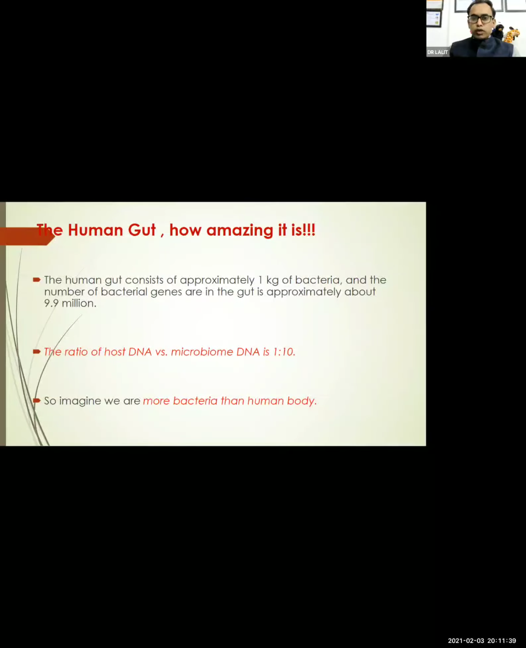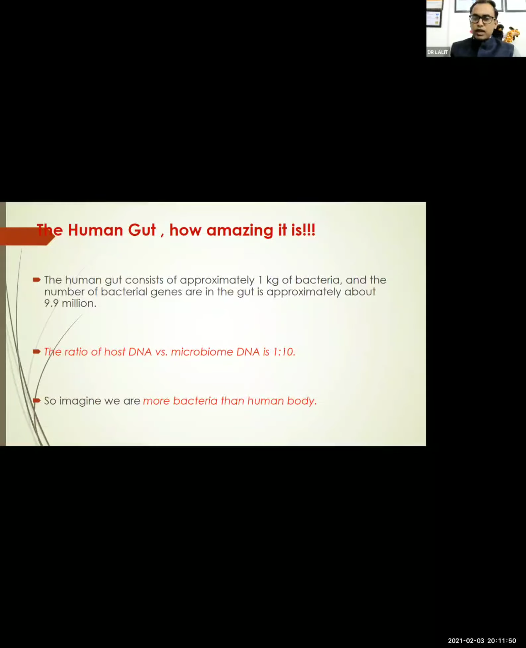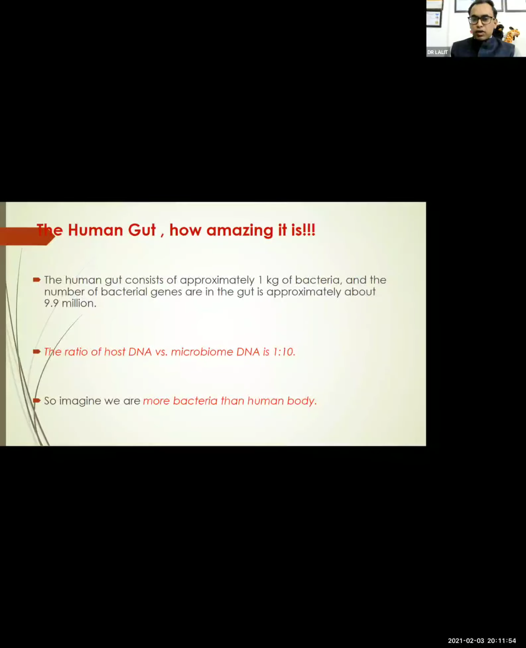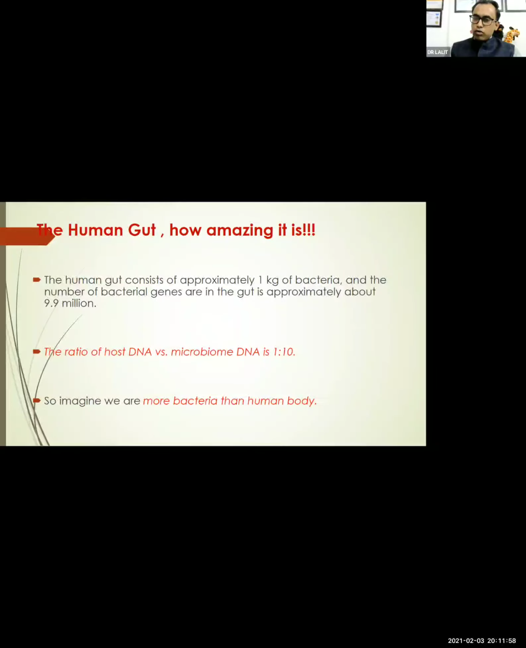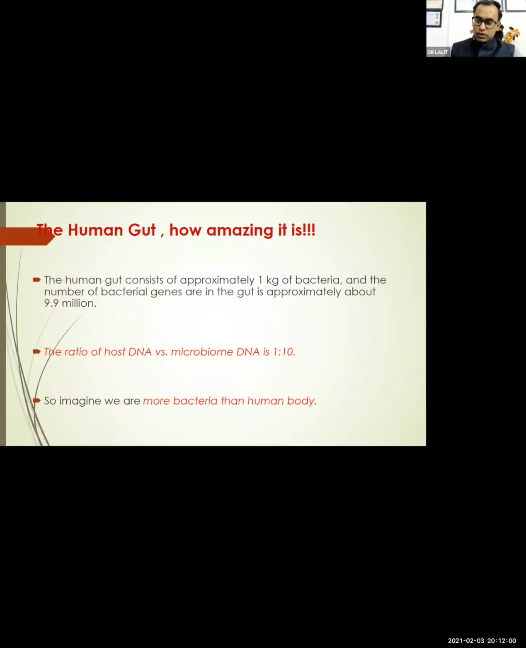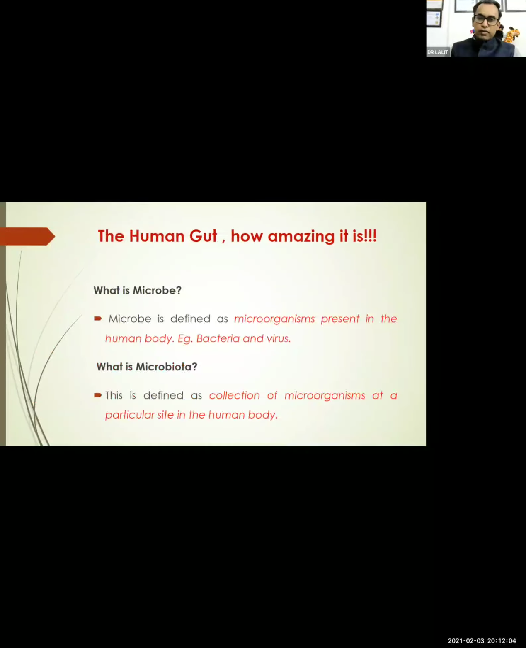So, coming to the human gut, the ratio of the host DNA versus microbiome DNA is around 1 to 10. That means we are just one-tenth of the DNA compared to the microbiome DNA. So we can really imagine that we are more bacteria than human, because the human body is more or less dominated by bacteria. So this is the amazing human gut that we have.